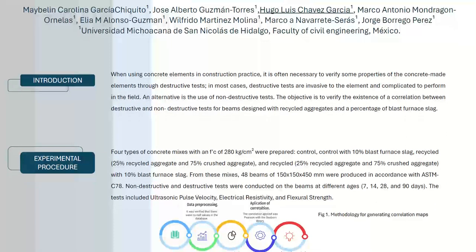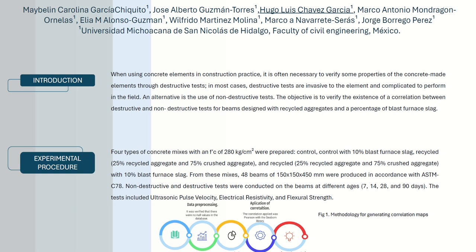Introduction. When using concrete elements in construction practice, it is often necessary to verify some properties of the concrete-made elements through destructive tests. In most cases, destructive tests are invasive to the elements and complicate performance in the field. An alternative is the use of non-destructive tests.